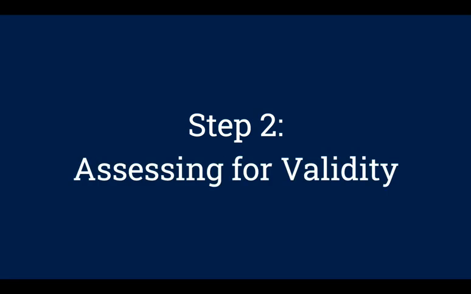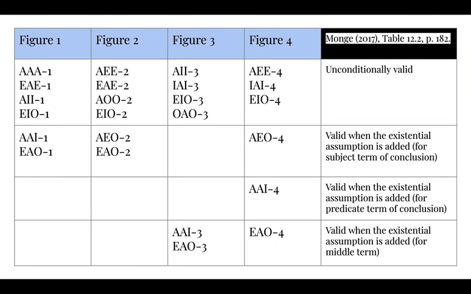Step 2, assessing for validity. At least one way to assess categorical syllogisms for validity is to refer to this table right here. Now there's actually many sources for this. I'm taking this particular table from Manji 2017, who's helpfully put these into a table for us so we can see when each of the moods and figures are valid.